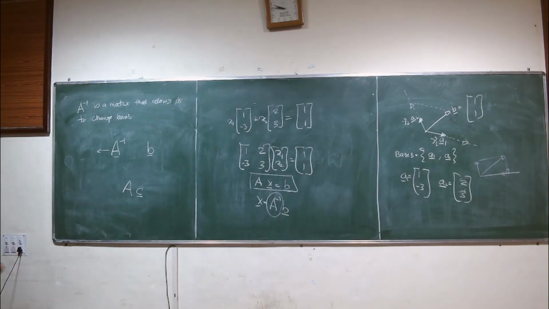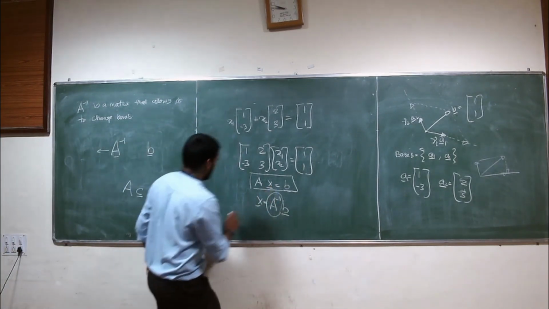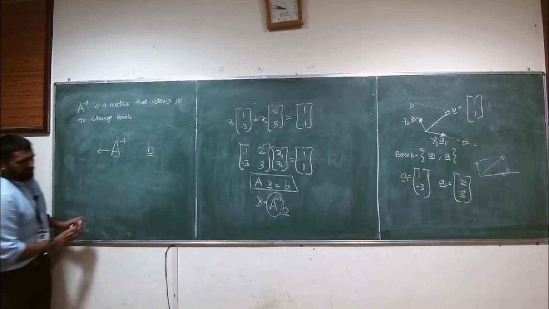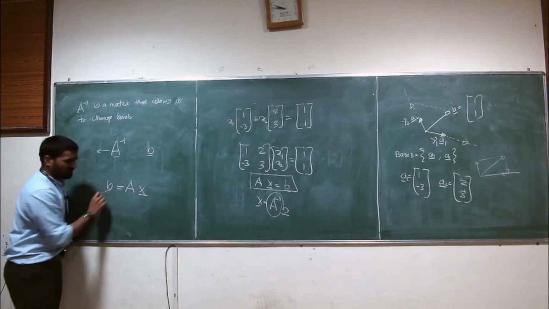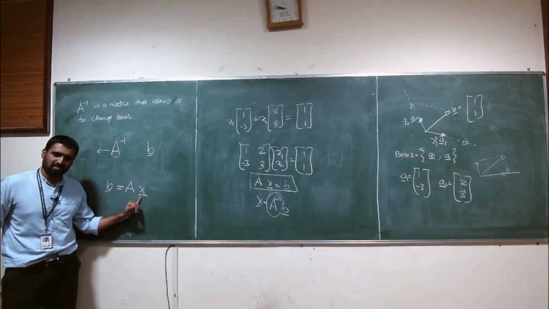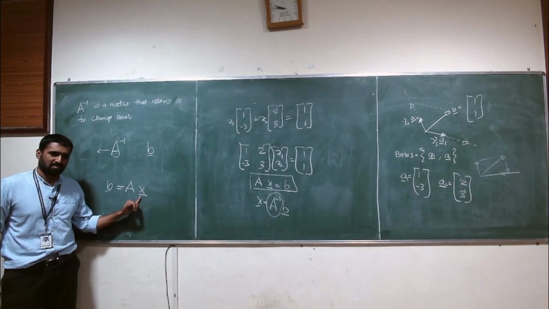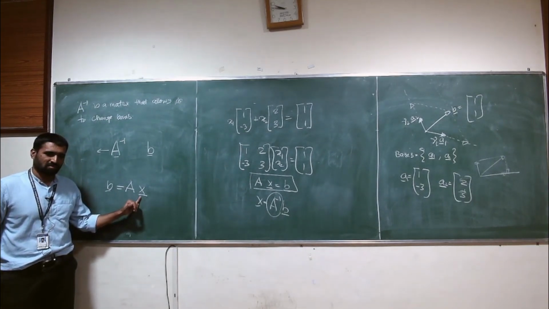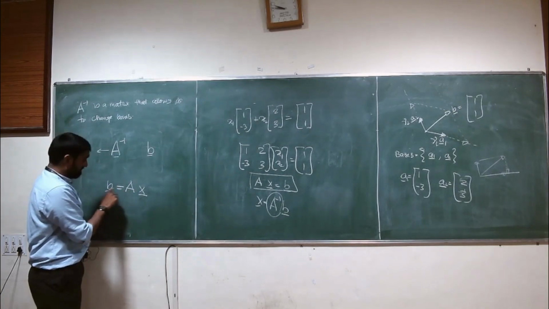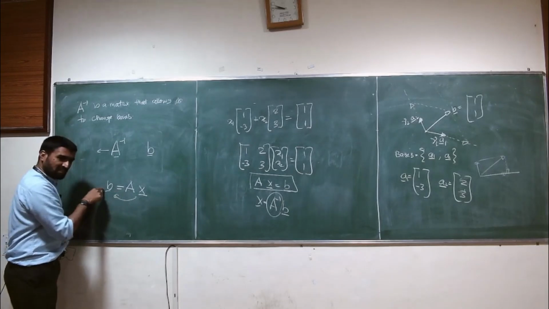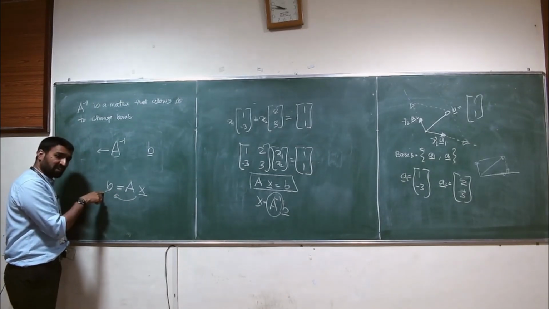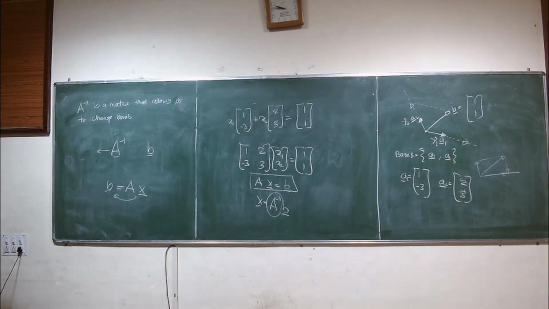Okay, why do you say it allows me to change into the standard basis? Yeah, that's correct. What is X? X is the representation of B in the A1 A2 basis. This allows me to change basis to the standard basis. This allows me to find the representation of B in the standard basis.